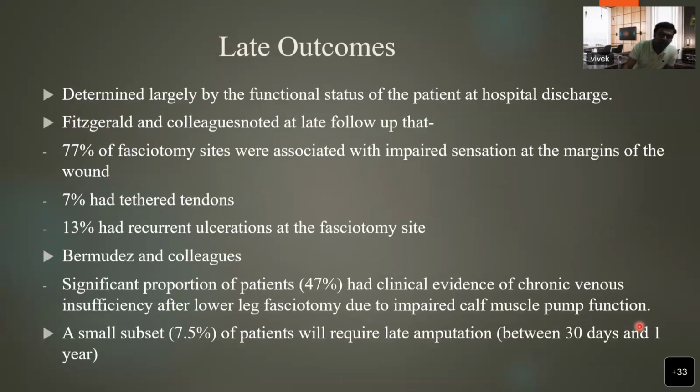Late outcomes are determined by the functional status of the patient at hospital discharge. Fitzgerald and colleague noted at late follow-up that 77% of fasciotomy sites were associated with impaired sensation at the margins of the wound. 7% had tethered tendons and 13% had recurrent ulcerations at the fasciotomy site. Bermudez and colleague noted that a significant proportion of patients had clinical evidence of chronic venous insufficiency after lower leg fasciotomy due to impaired calf muscle pump function. A small subset, that is 7.5% of the patients, might require late amputation between 30 days and 1 year.